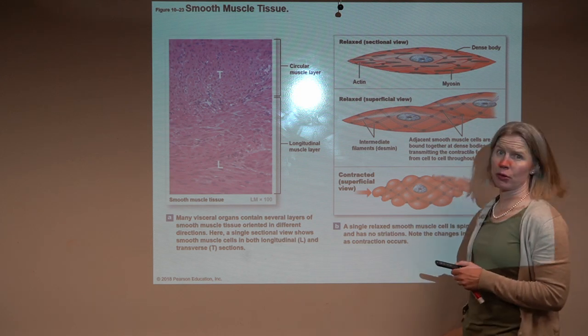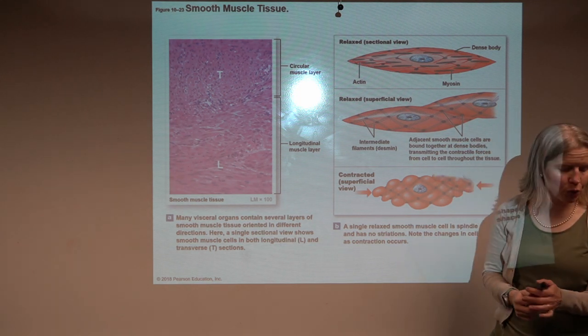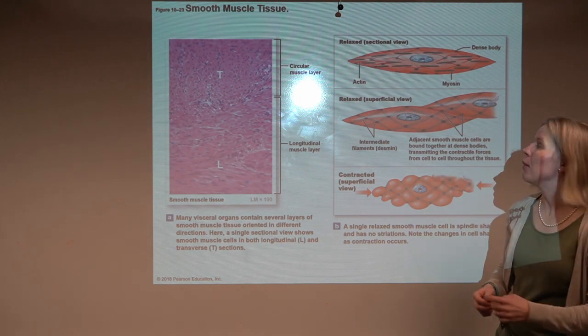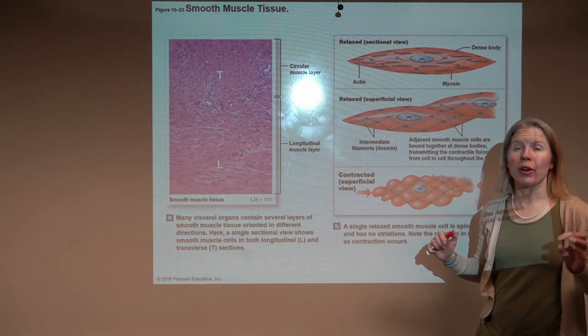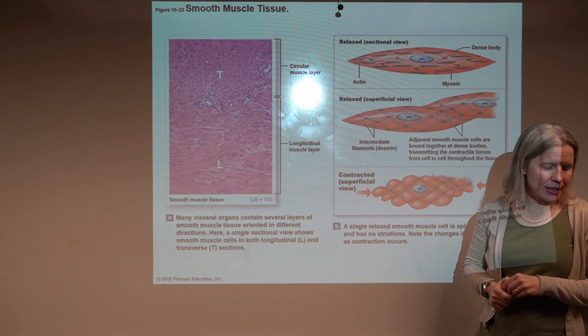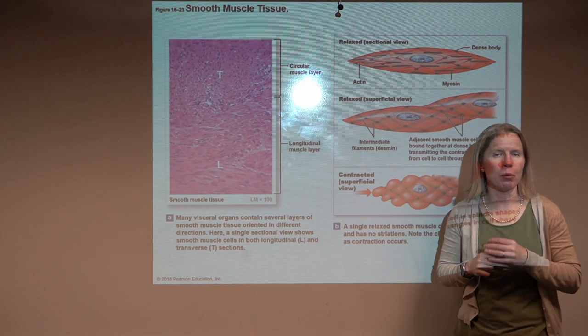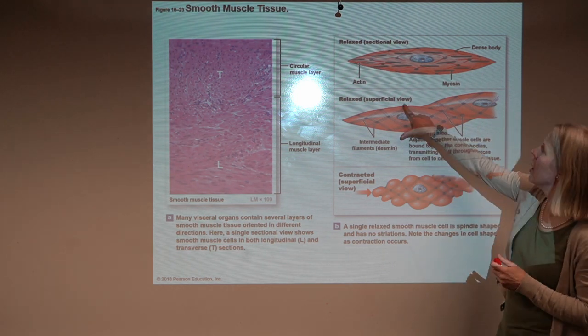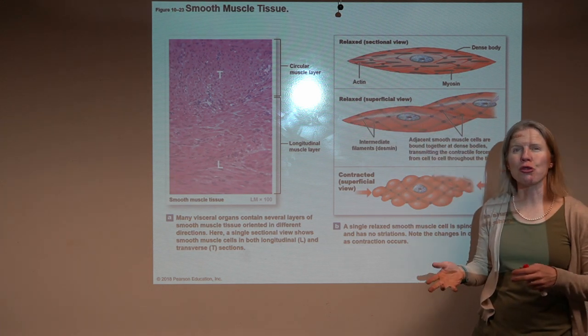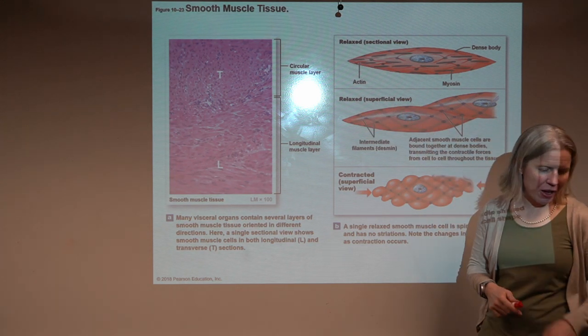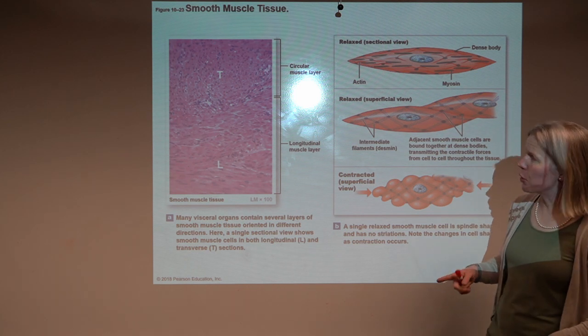Okay, smooth muscle is way different, right? So smooth muscle is not striated. It does not have sarcomeres, right? So the arrangement of actin and myosin is actually going to be quite different. These cells are kind of more spindle shaped. They have a single central nucleus. You might even remember that from the tissue chapter.